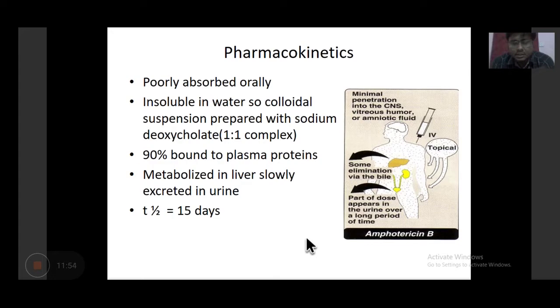If you see the pharmacokinetics, amphotericin is poorly absorbed orally, but still it can be given orally in some GIT fungal infection for local effect. So for the drugs which are not absorbed orally but still given orally, consider that they will not get absorbed from the GIT. It means the target is GIT infection only. That is what we call a local target, not the systemic one.